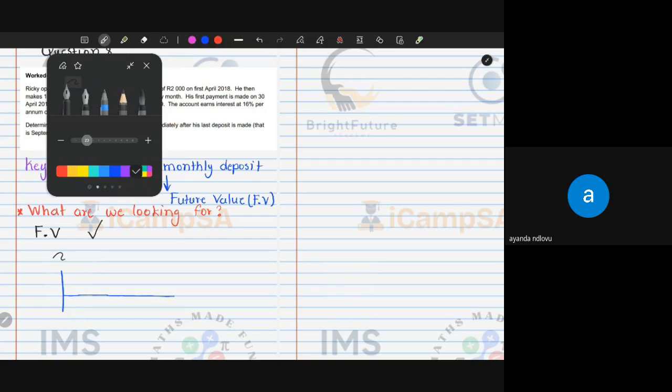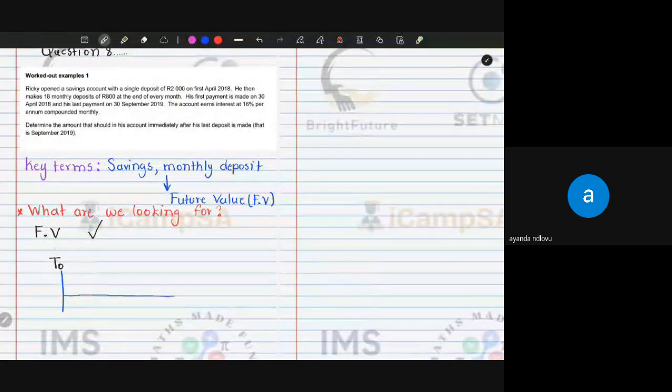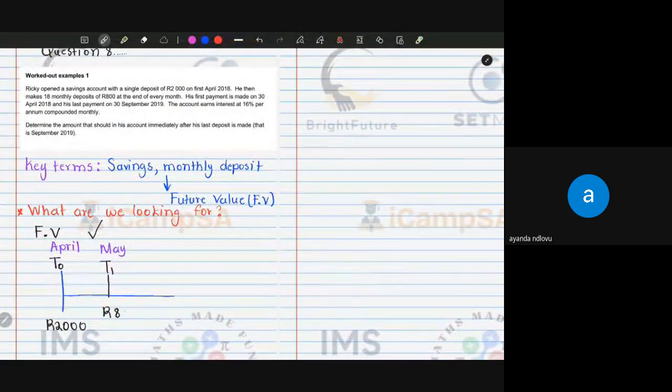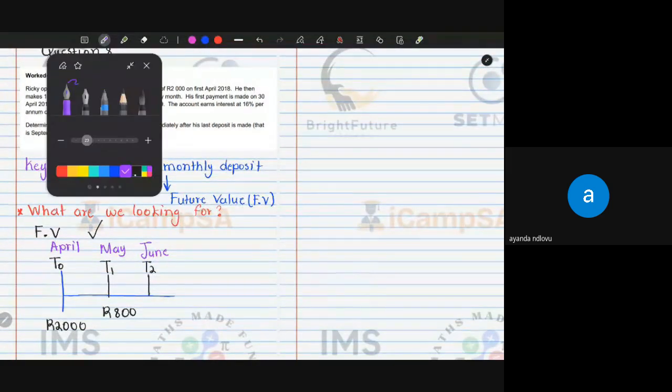so this is T0, which is April. So he makes a deposit of 2,000 rands. And then T1 comes. And T1 would obviously be May, isn't it? And he now makes deposits of 800 rand. And comes T2, which would be in June. So in June, he carries on with 800.